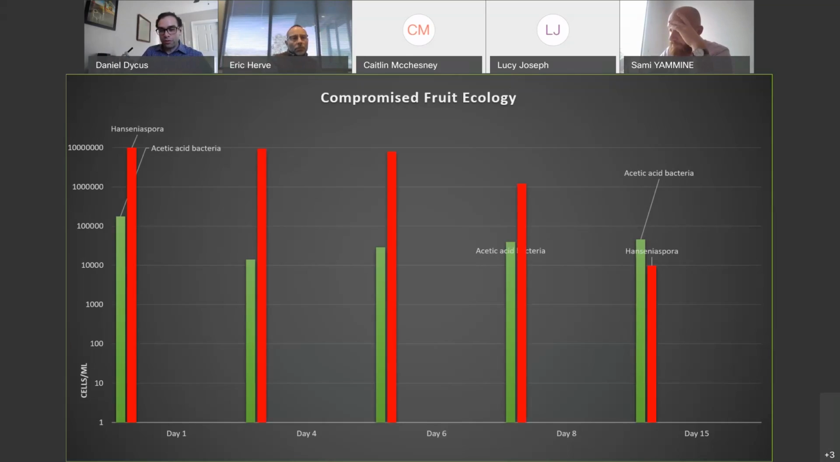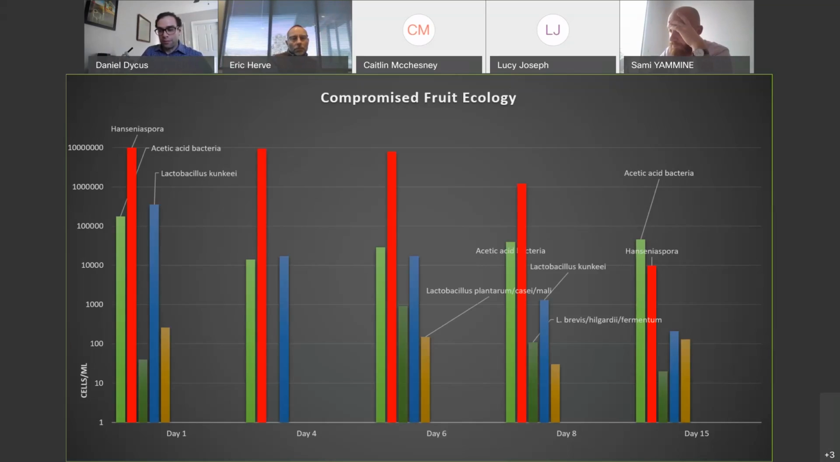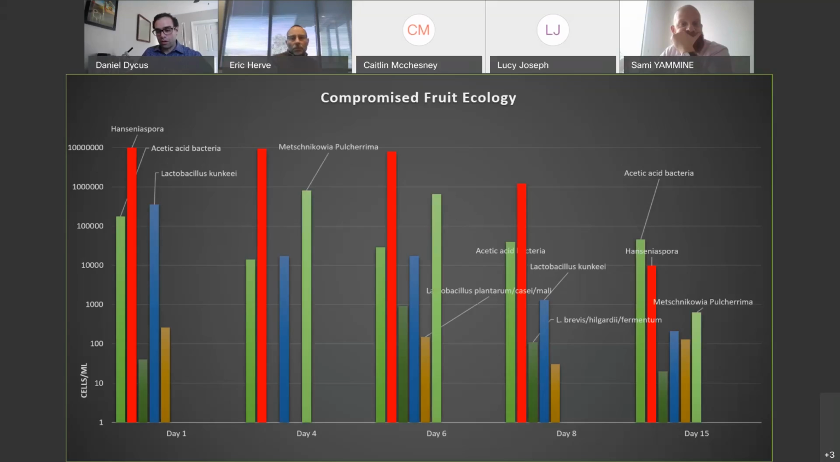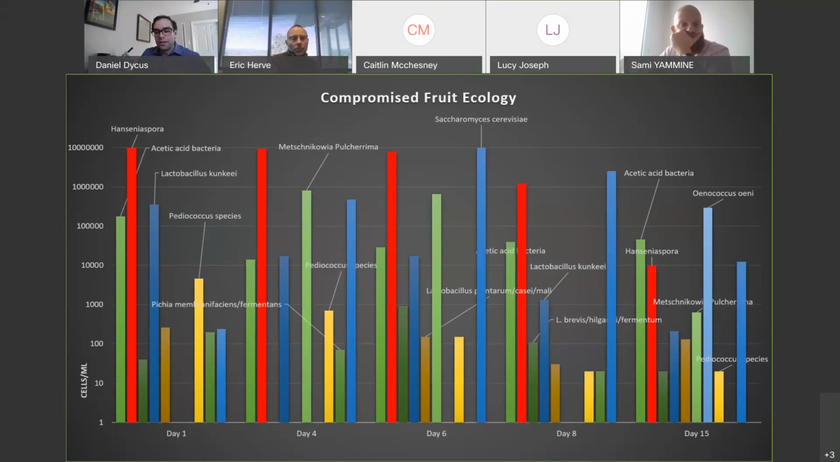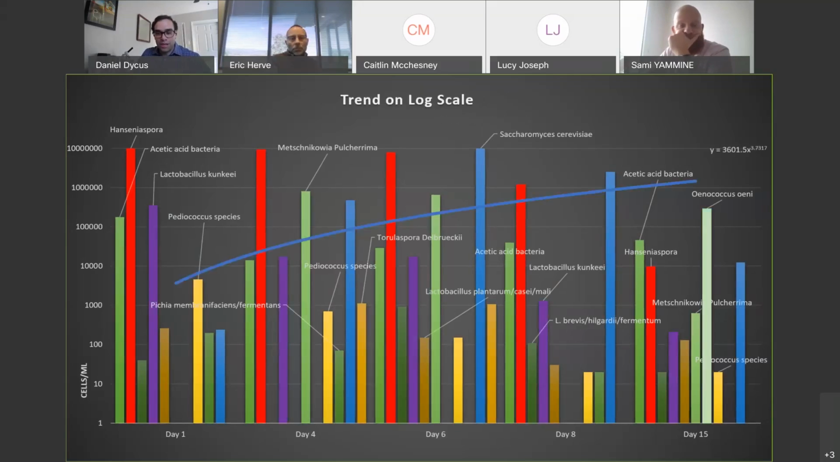So we go through the fermentation. There's just a ton of organisms in here. I could talk more about each of them, but I think Lucy's done a really good job talking about the complexity and how the organisms have their own identity, so to speak. Hanseniaspora comes in at 10 million cells per milliliter. Nearly every organism that we can test for, we found, with the exception of Brettanomyces.